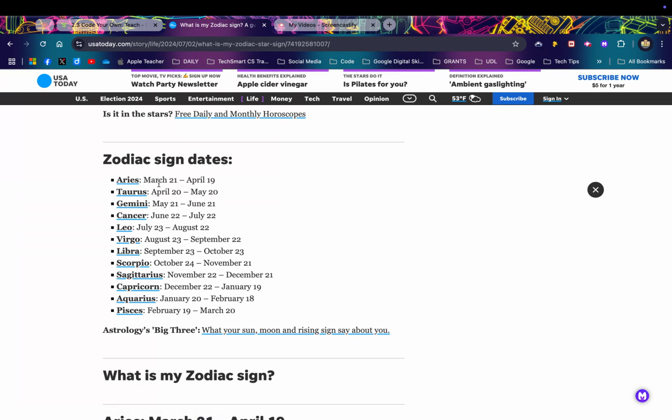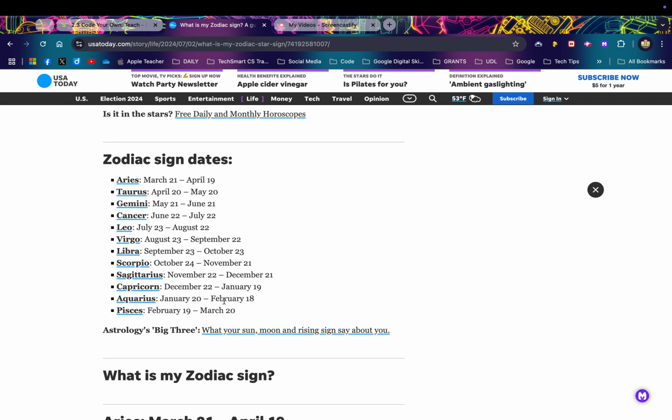Like Aries goes from mid-March to mid-April. But look, it's March 21st to April 19th. Then Taurus is April 20th to May 20th. Gemini is May 21st to June 21st. You starting to see the algorithm? But look at this one. Leo is July 23rd to August 22nd. So they're all kind of around about the 20-ish mark, 20, 21, 22, 23.